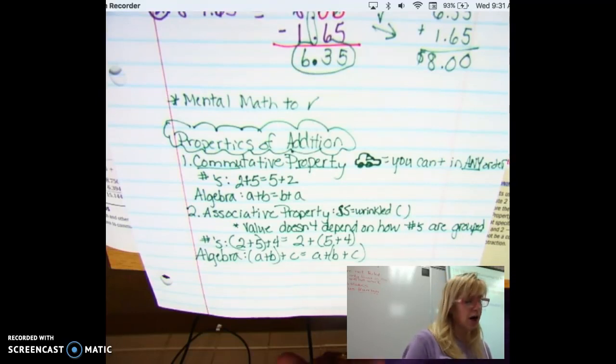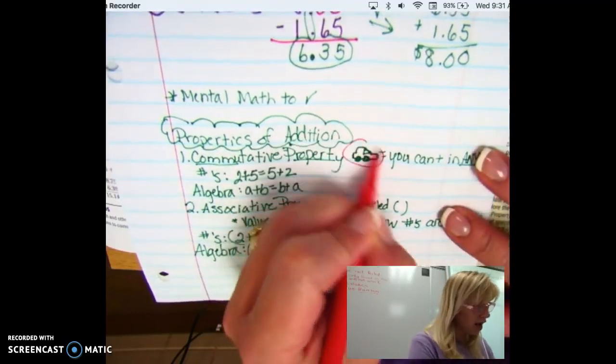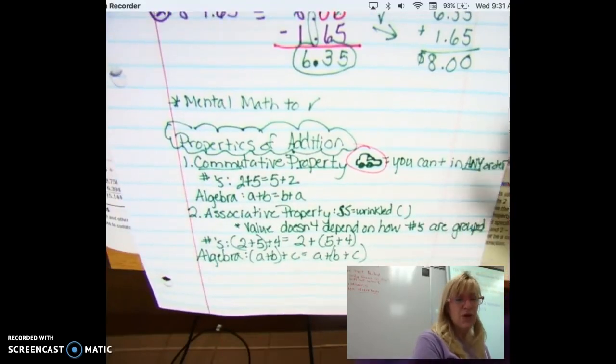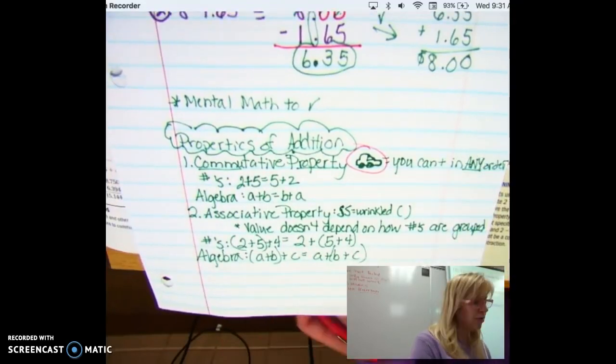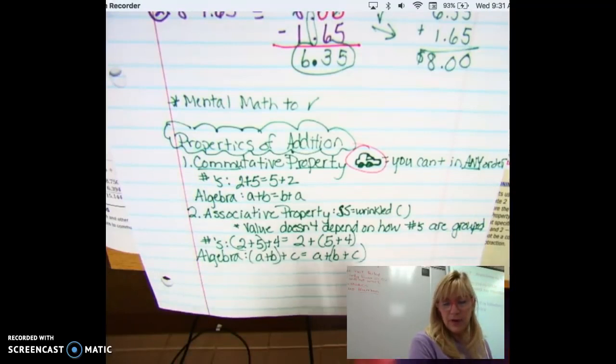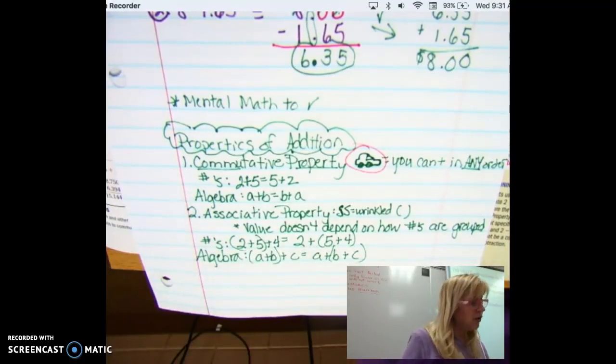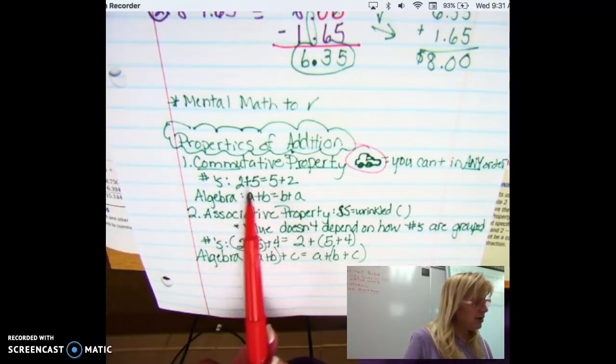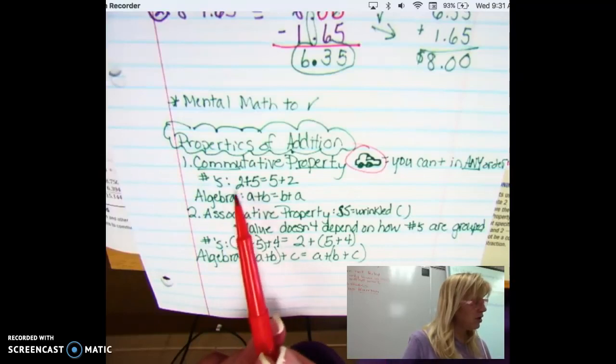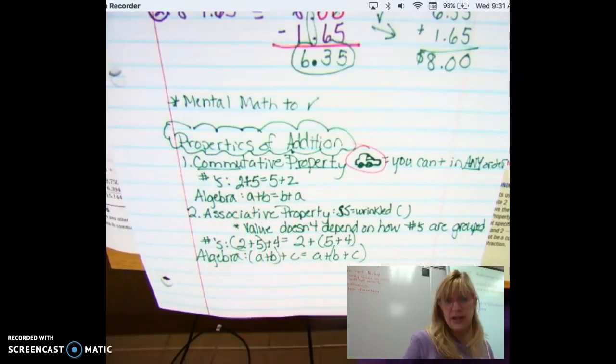So the commutative property, if you think of a parent commuting into work in the morning, they're driving in a car, sometimes a bus, but we're going to use a car. The commutative property is the driving around property. Your little numbers are going to drive around the math problem. So what that means in addition is that you can drive your numbers and switch them around. You can do 2 plus 5 or 5 plus 2. It doesn't matter. You're going to come up with the same either way.